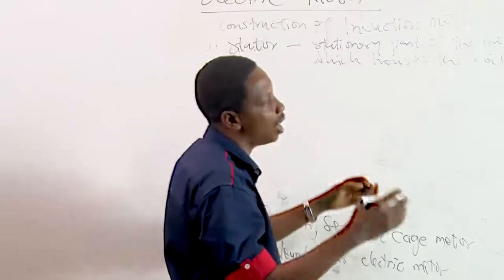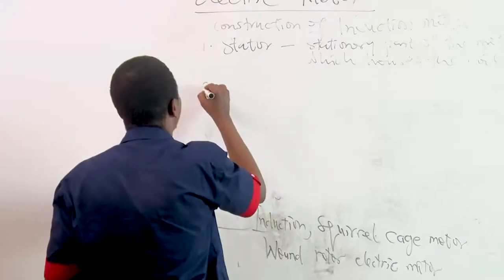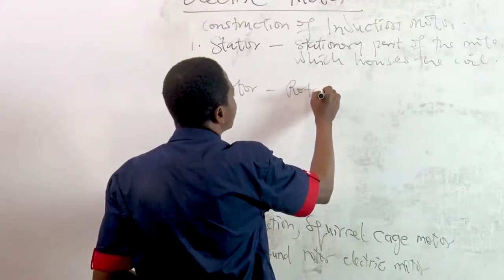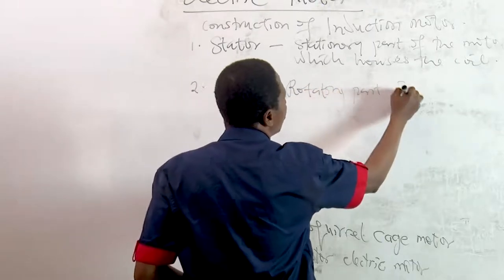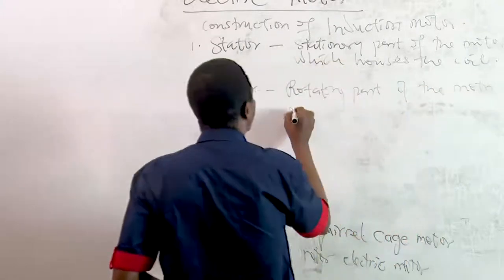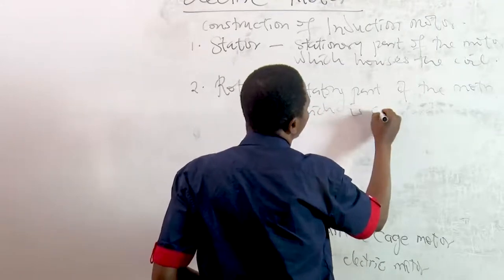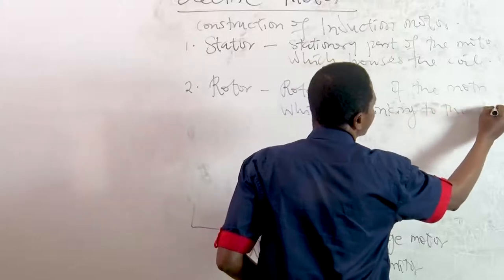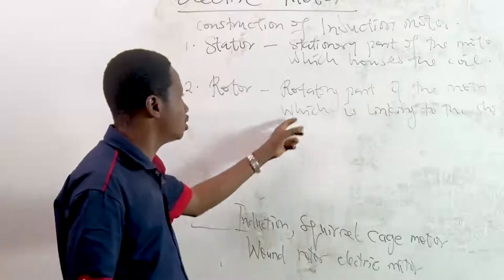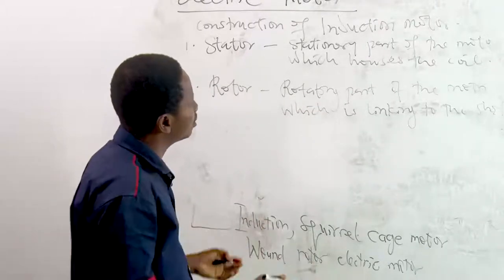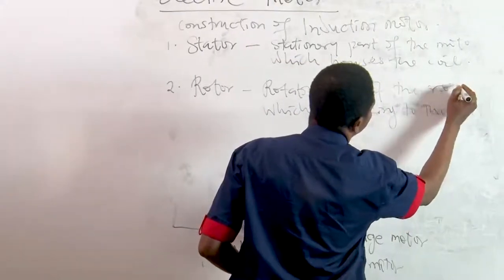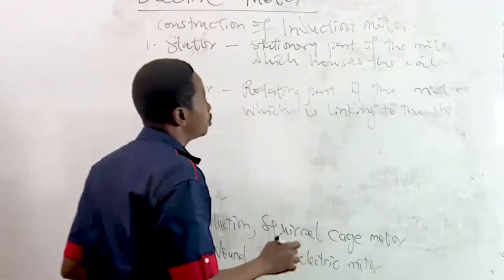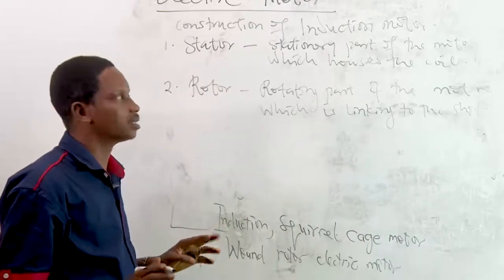So the coils are wound on the stator. The second part is the rotor. The rotor is the rotating part of the motor, which is linked to the shaft. Of course, the shaft is the rotating part. Now, these are the two major parts in terms of construction.